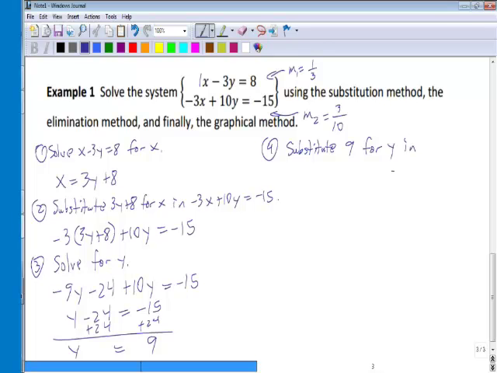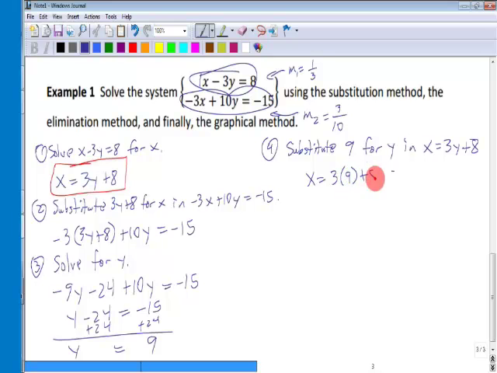So it shouldn't matter, we're going to check it in both anyway, whether we use this equation or that equation at this point. Maybe what we should do is just use the nicest possible version of either one of the equations, and I think it's the one that solved for x explicitly in terms of y. So I would suggest that we substitute 9 for y in the equation x equals 3y plus 8. Then we get x equals 3 times 9 plus 8.